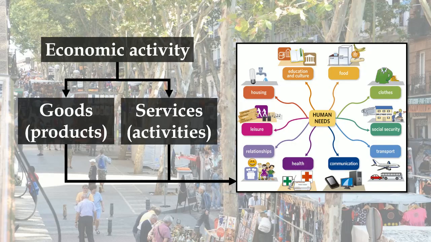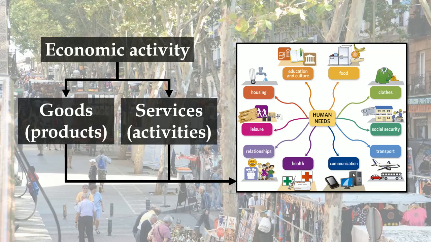What is it? The economic activity is the production, distribution and consumption of goods. And goods can be both products and services. This is not a very accurate way of representing it, but all goods are both products and services. I should change this presentation. And all of them have the goal of satisfying all the human needs.